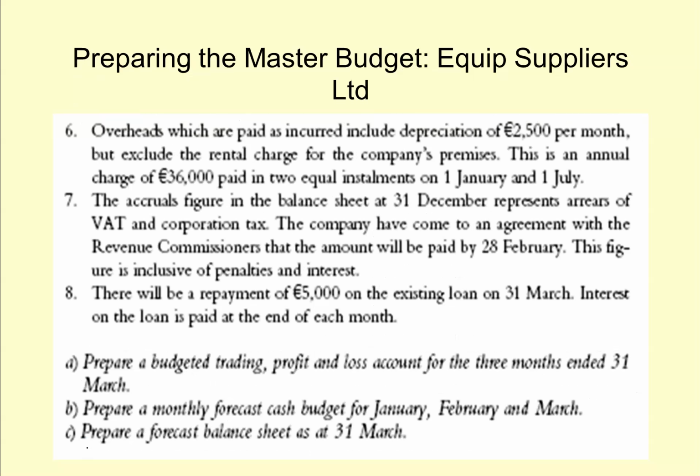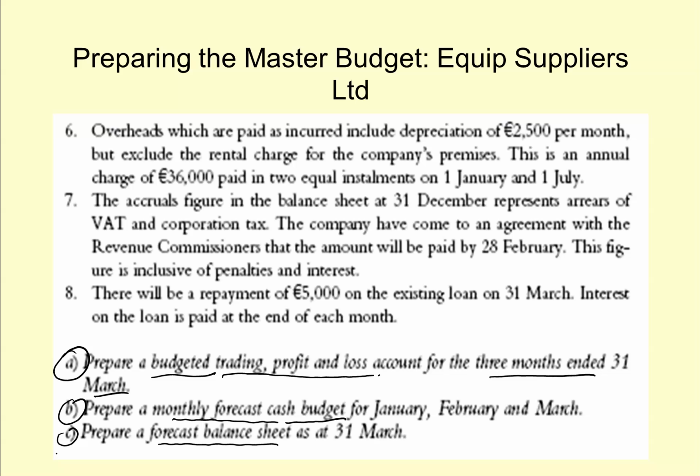Now, if we just go down to the end here, this is what we're looking at in this particular video. We're going to prepare a budgeted trading and profit and loss account for the 3 months ending the 31st of March. So in other words, the income statement for the 3 months ending the 31st of March. The monthly forecast cash budget and the forecast balance sheet are actually in 2 additional video tutorials.